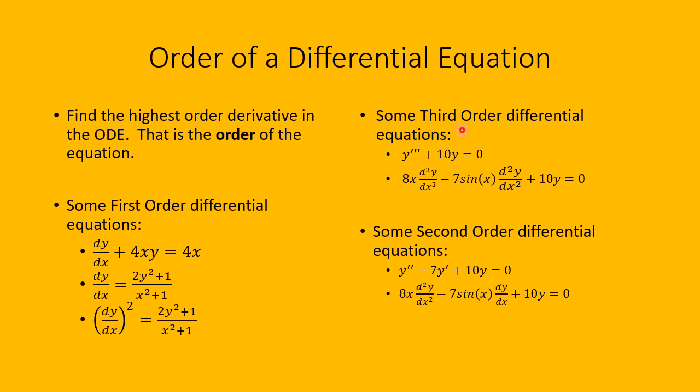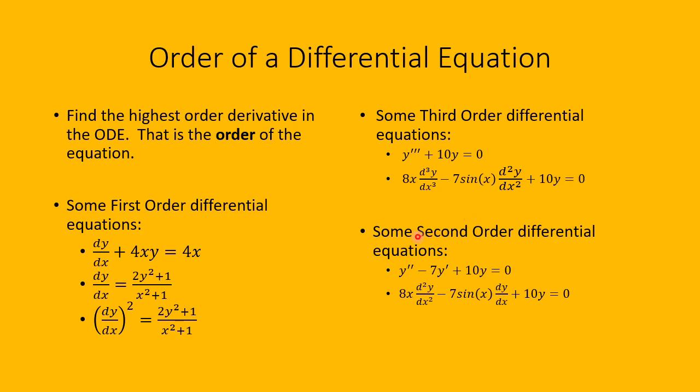Here are some examples of third order differential equations. The third derivative of y plus 10 times y equals 0. 8x times the third derivative of y with respect to x minus 7 sine x times the second derivative of y with respect to x plus 10y equals 0.